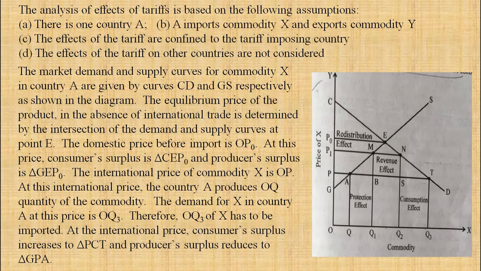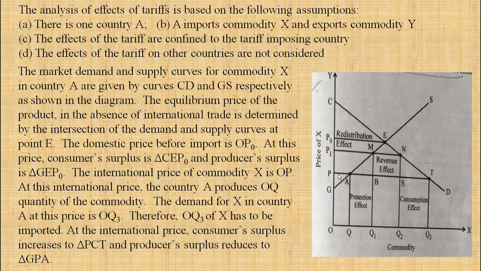The domestic price before imports is OP0. At this price, consumer surplus is CEP0, this is C, E and P0. And the producer surplus is GEP0. This is consumer surplus, this is producer surplus.